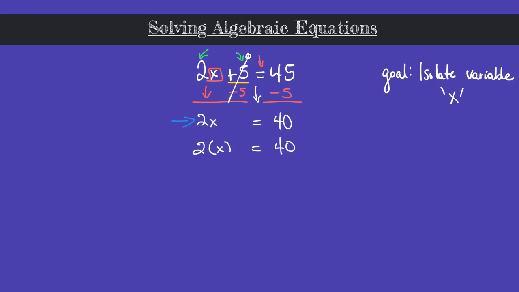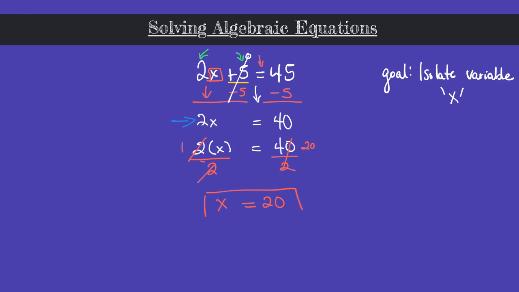So the opposite of multiplication is division. So instead of multiplying, we're going to divide by the number we're trying to get rid of. And in this case, we're trying to get rid of the 2. So we're going to divide both sides by 2. 2 divided by 2 is 1. And 40 divided by 2 is 20. So when I rewrite it, I end up with 1x, or simply x, is equal to 20.